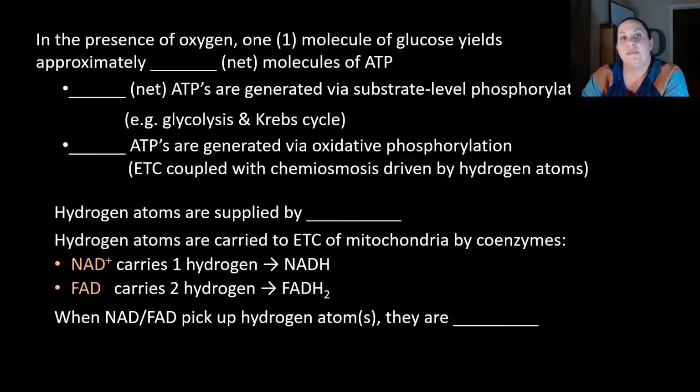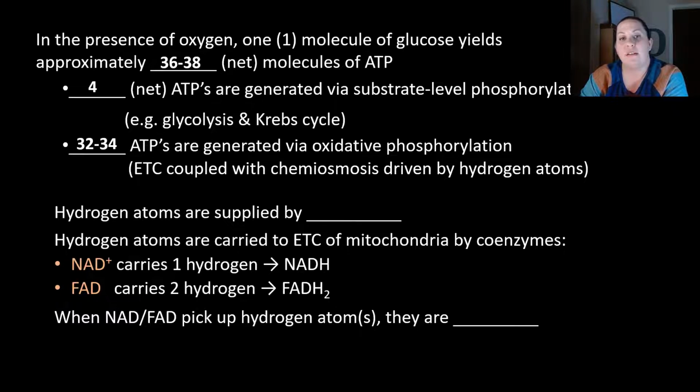Now, in the presence of oxygen, one molecule of glucose will yield approximately 36 to 38 ATP. Okay, 4 ATPs are generated through substrate level phosphorylation, and 32 to 34 are generated via oxidative phosphorylation.